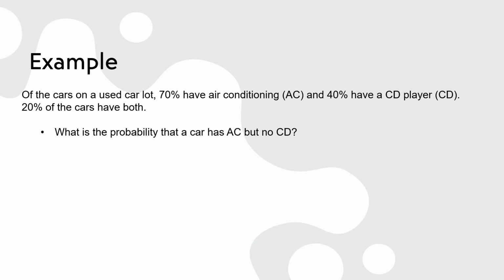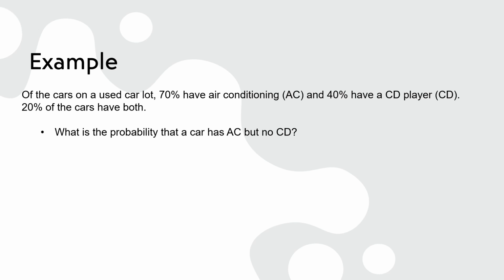Let's go over an example together to see how to use basic probability rules and set theory to find these probabilities of interest. We have some information about the cars in a used car lot. We know that of the cars on a used car lot, 70% have air conditioning, 40% have a CD player, and 20% of the cars have both.